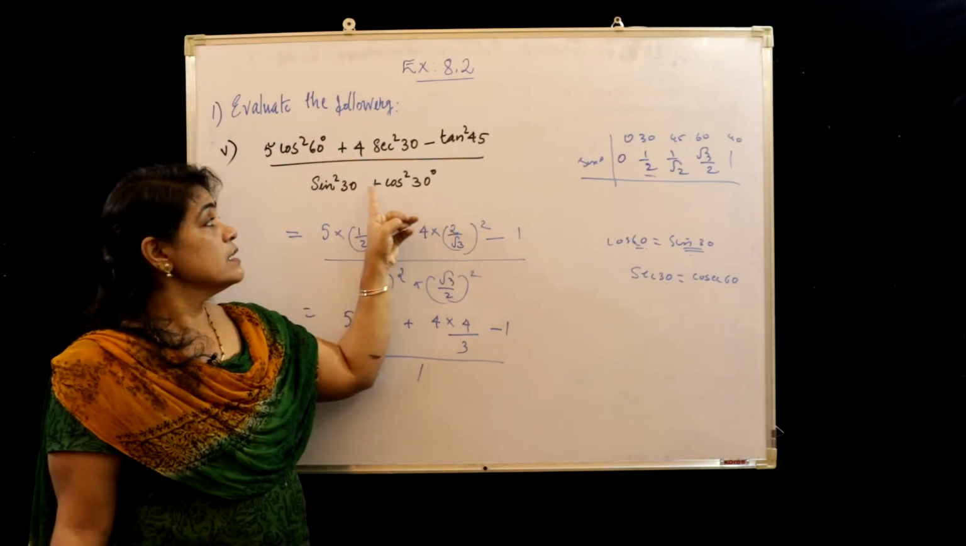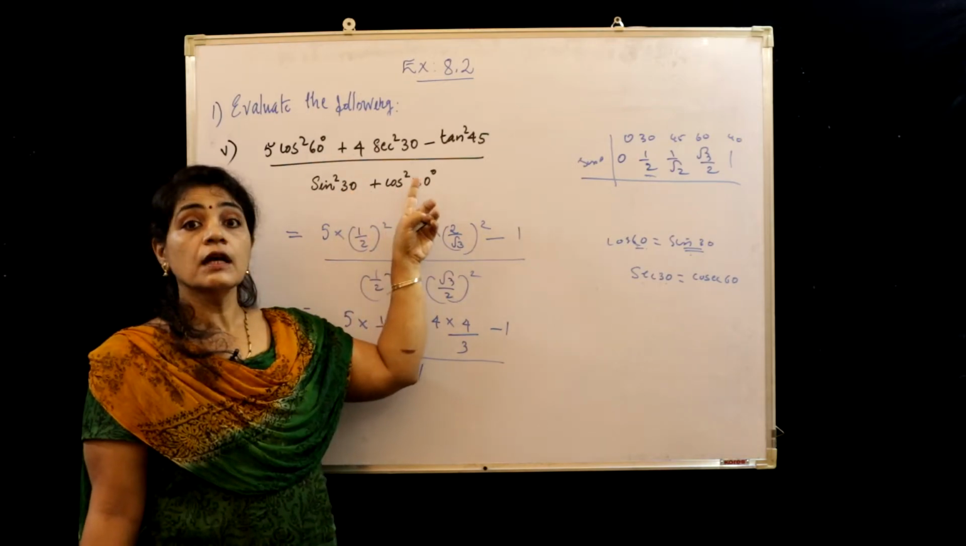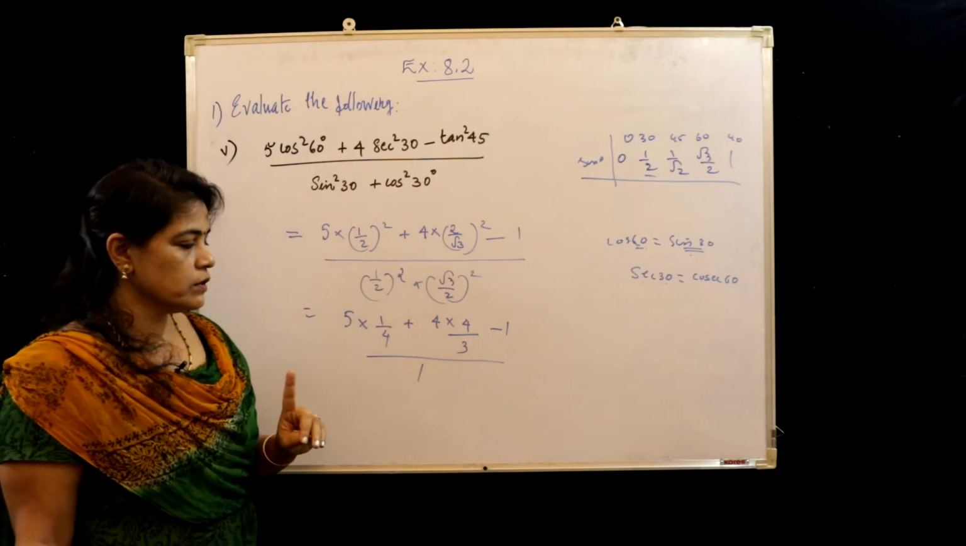Provided this measurement, this angle must be the same, isn't it? If here sine square 45, here cos square 30 comes, we can write. Understood? That should be noted.